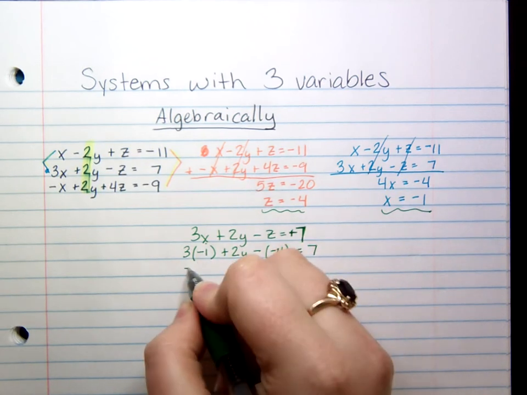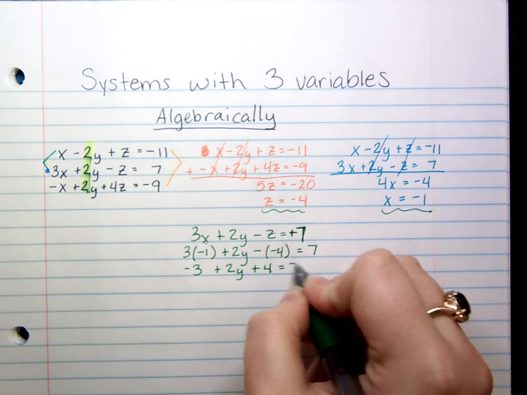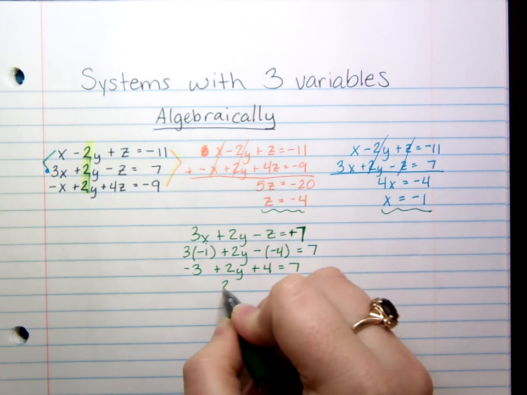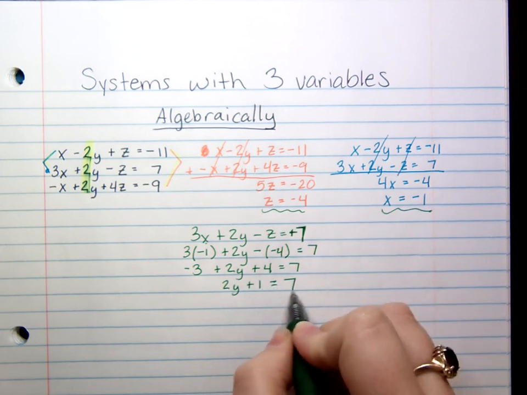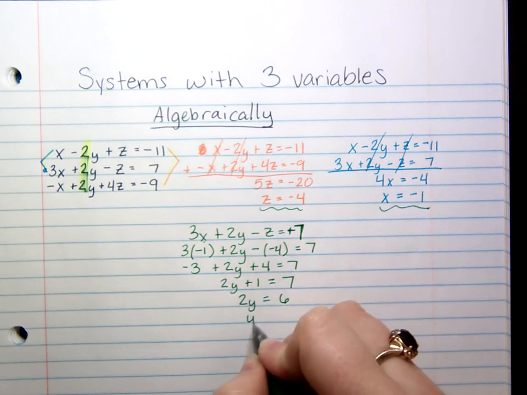So this gives me negative 3 plus 2y plus 4 equals 7. Combine my like terms, negative 3 and positive 4, and I get 1. Subtract 1 from both sides to get 2y equals 6, and divide to get y equals 3.